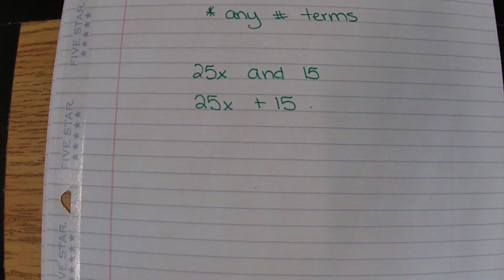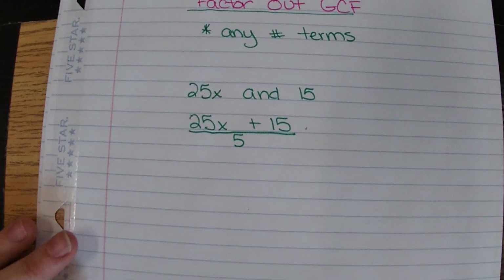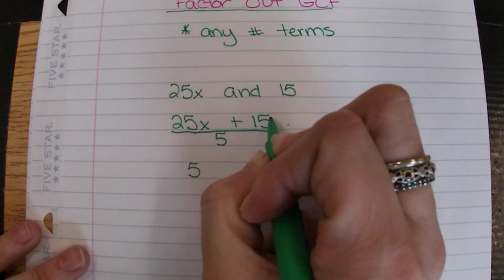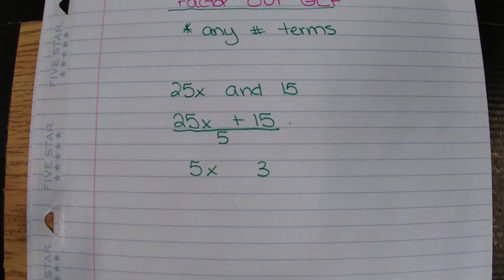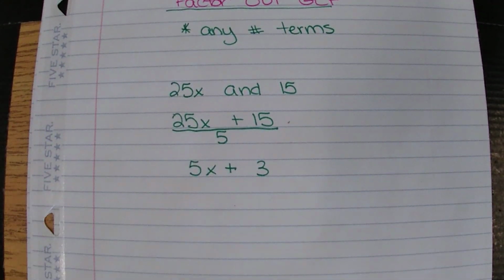We're going to say, okay, 25 and 15. What is a number we can think of that will go into both of them? Well, they're both divisible by 5. So 25 divided by 5 is 5. 15 divided by 5 is 3. They don't both have the variables, so that x is going to come with it. But now instead of a comma or the word "and," I'm going to bring down that addition sign.